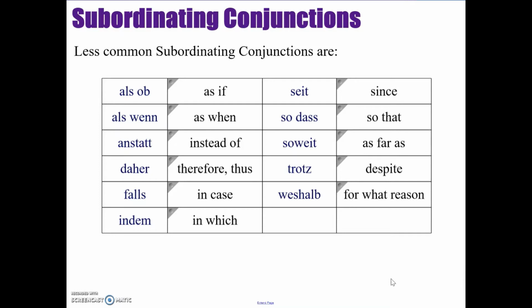For example, seit. We could say, since the movie started, I have been sitting next to you. That is a subordinating conjunction. Since the movie started is a whole thought. I have been sitting next to you. As a preposition, I've known her since last week. Last week is not a standalone clause, so it is a preposition there, since last week. Trotz would work similar to that, and some of the others, anstatt, that you would see in these tables.